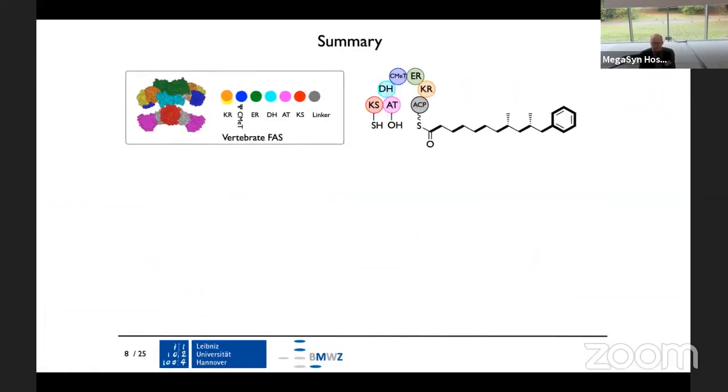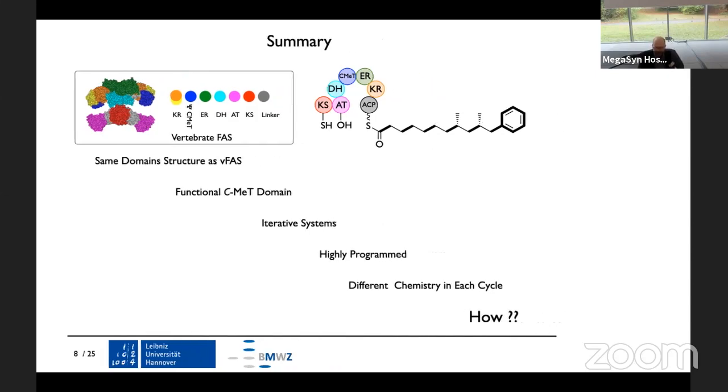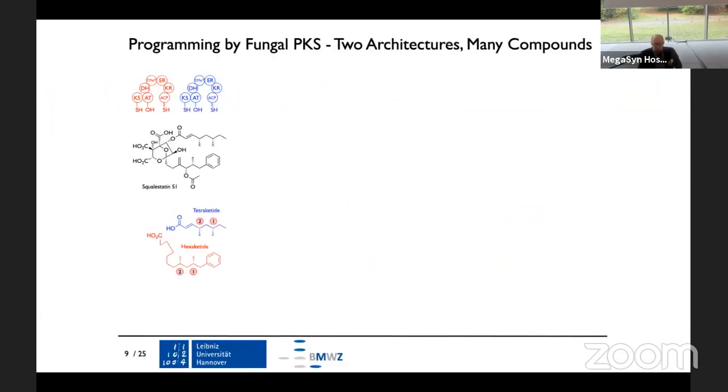And if we look, for example, at the squalestatin hexaketide, then these types of synthases, although they look boring, have to be able to select different starter units. They have to be able to program methylation position, and they have to be able to program the level of beta processing in each cycle. And those are the things that we want to investigate and understand in my group. How do these iterative, very, very simple systems still make complicated compounds? How do they do it? Can we change it?